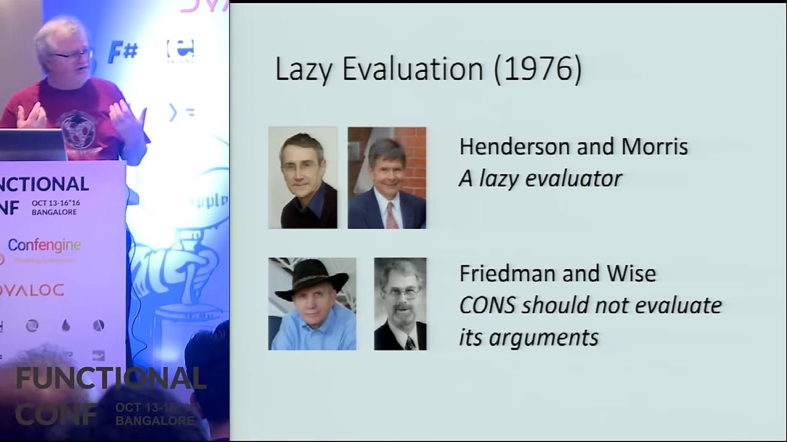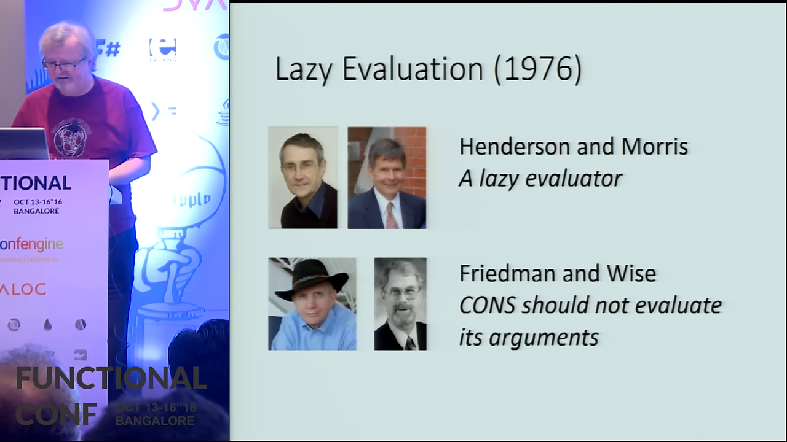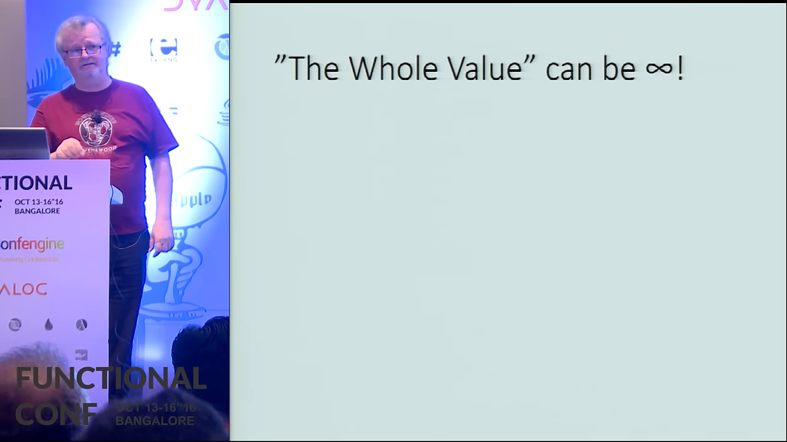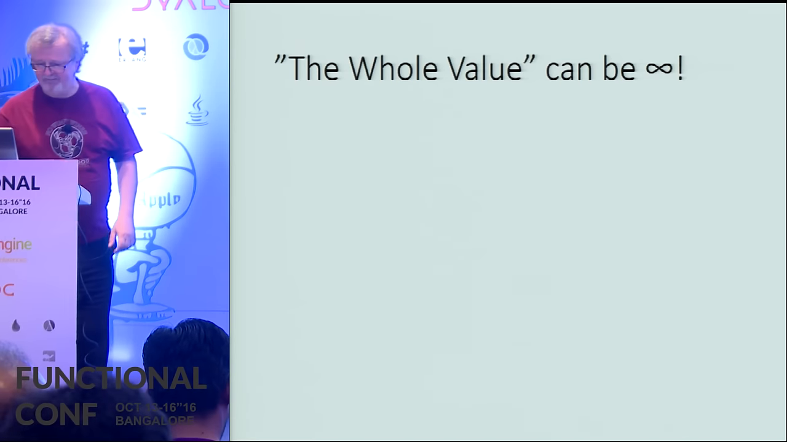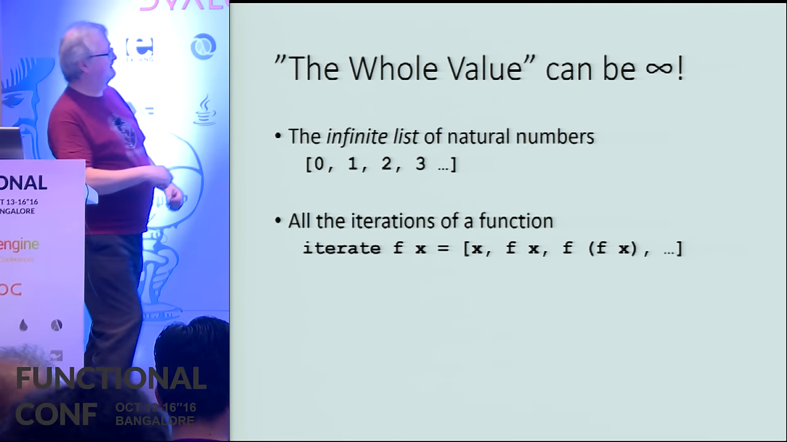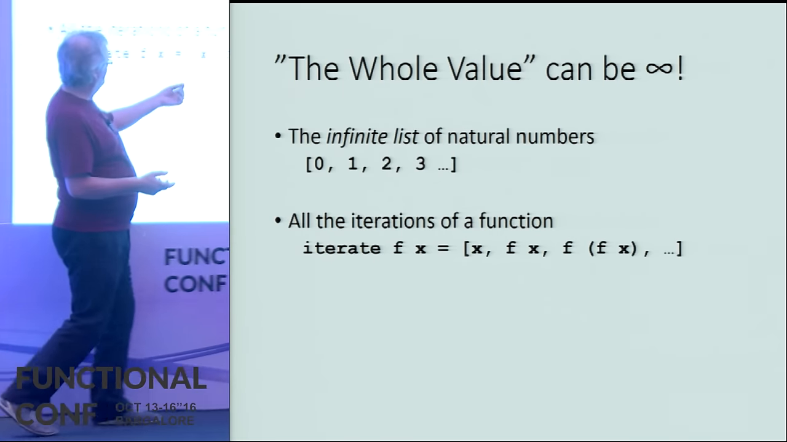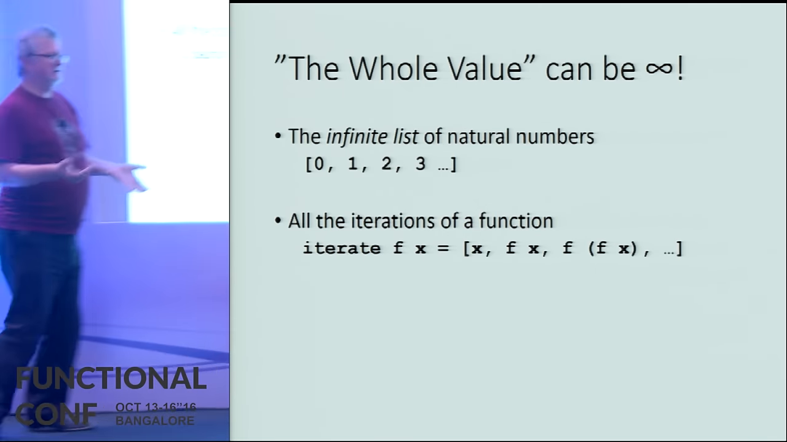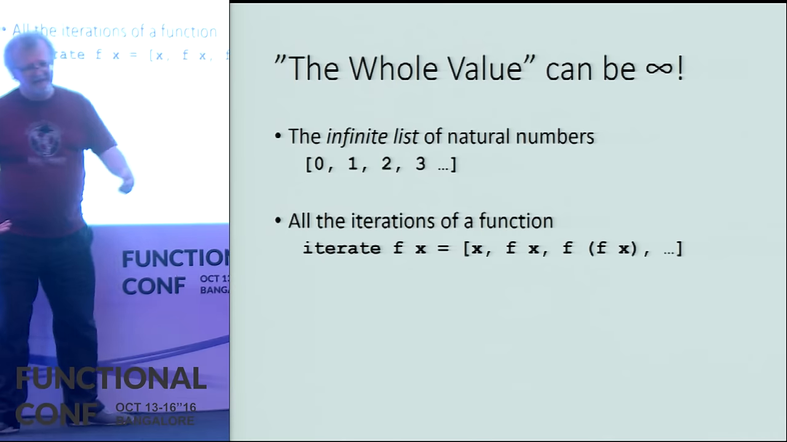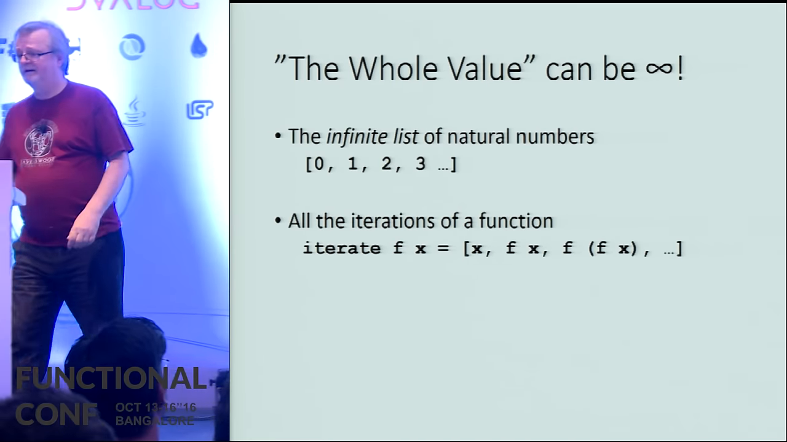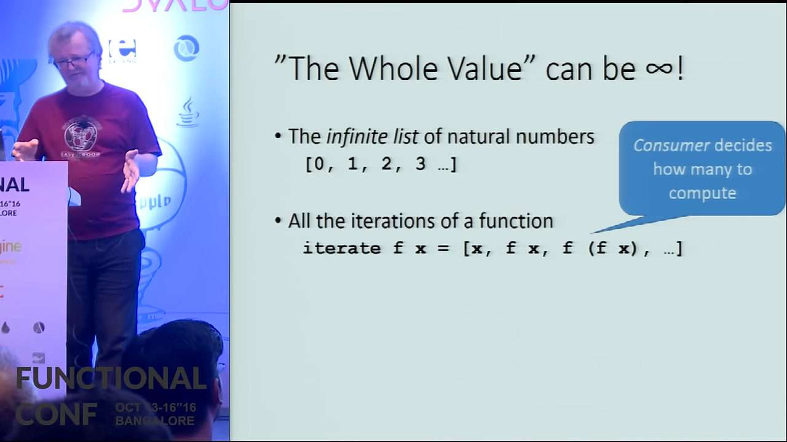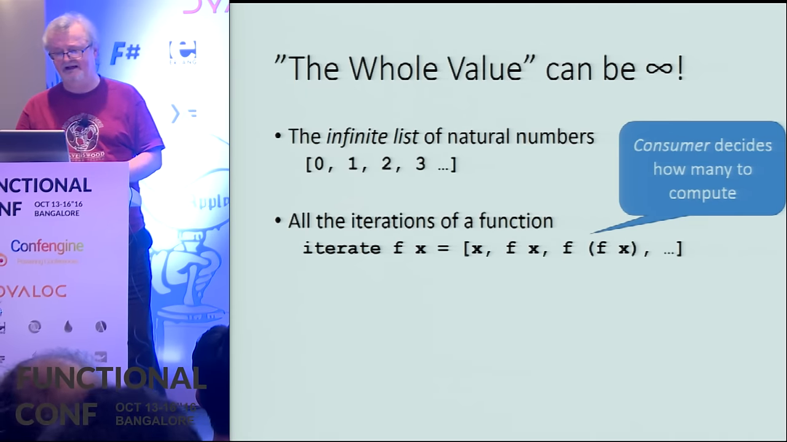So I was really inspired by the idea of lazy evaluation because it meant that the whole value that we've been talking about could be infinite. So a program could manipulate a whole value that would be the infinite list of natural numbers, or the list of iterations of a function. Right, so here's f applied 0 times, 1 times, 2 times. How many iterations? All of them. Now, of course, this doesn't mean that any single program would compute all of them, but the choice of how many to compute is left to the consumer. This definition can compute any number of iterations of f, as many as you want. It's up to the consumer how many you get.